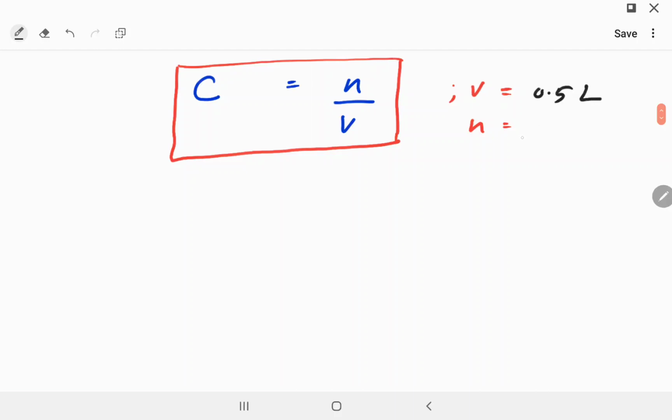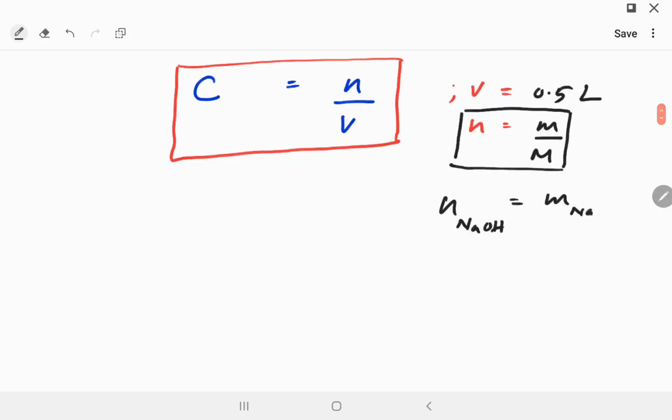But I have taught you an equation before for the number of moles and mass. Number of moles is equal to mass divided by molar mass. Do you remember that equation? Yes, you do. Mass is given, so to calculate the number of moles of sodium hydroxide, you use the mass of sodium hydroxide, which is given, and then divide it by the molar mass of sodium hydroxide.